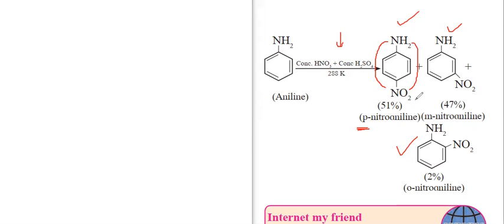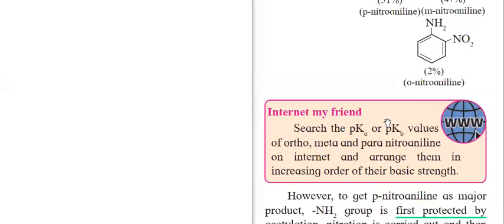And as there is a formation of the NH3+ ammonium group, which is a deactivating group, there is a formation of this meta product also. And it is a large amount, 47%. The ortho product is only 2%. It means we get all three products, ortho, meta and para nitroaniline, in the form of a mixture. Okay, this is the nitration reaction.